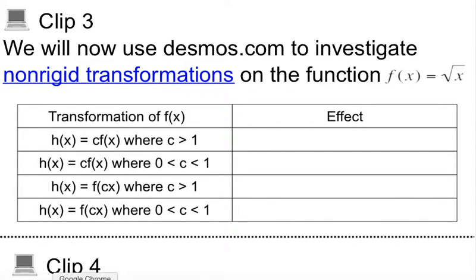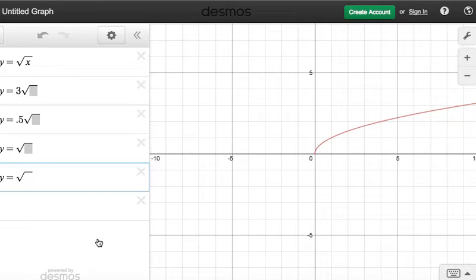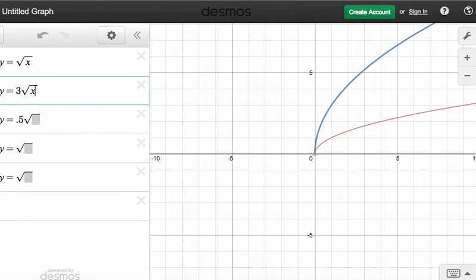So we're going to start over at Desmos, and we're going to look at the function y equals the square root of x. And I've already graphed that here. So my first question is, what if we multiply it on the outside by something? So right here, 3 times the square root of x. And you can see this in the blue. It's kind of widened out, stretched in the vertical direction. You can see there.